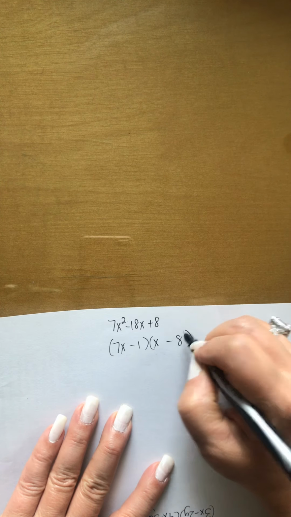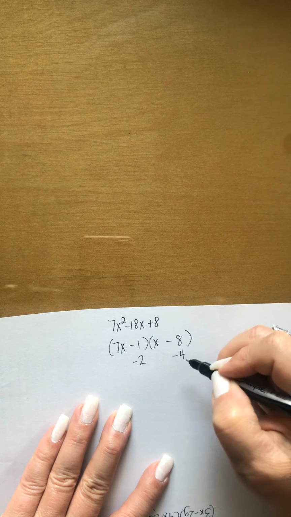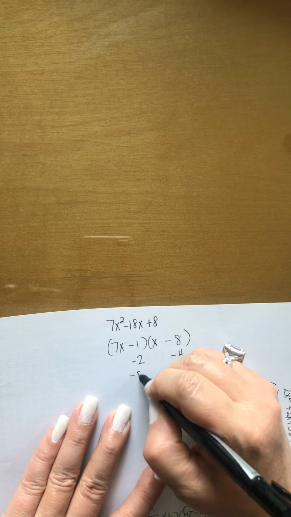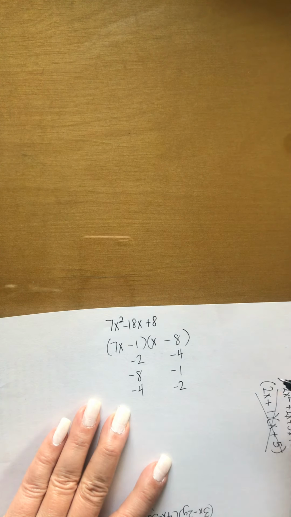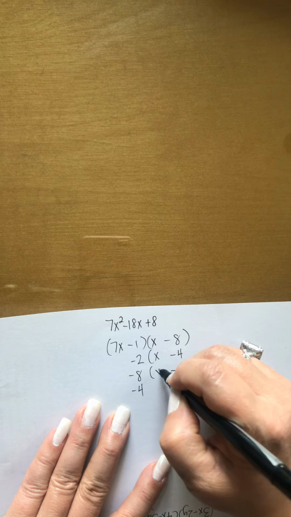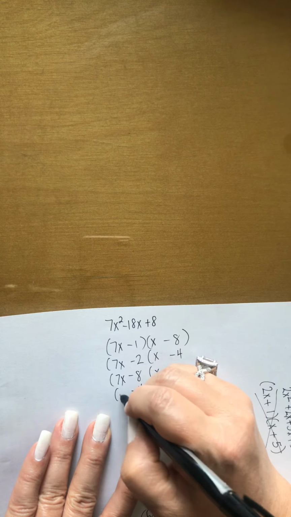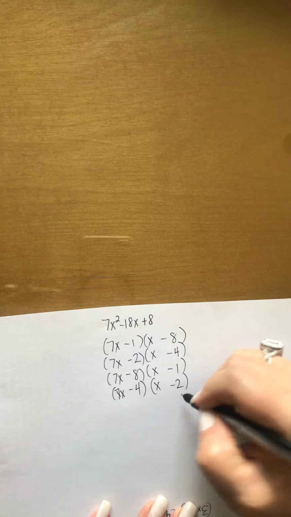I could use -1 and -8. I could use -2, -4. And I could switch these around. So I could put a -8 here and a -1 here, and I could put a -4 here and a -2 here. So remember, the first terms are 7x and x. These are your choices. So now what you have to do is FOIL them.